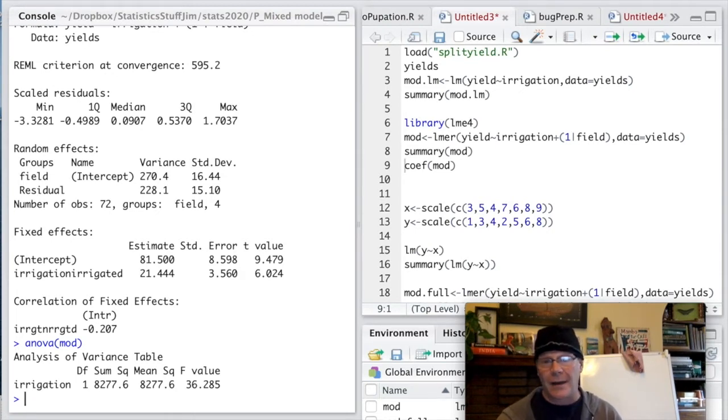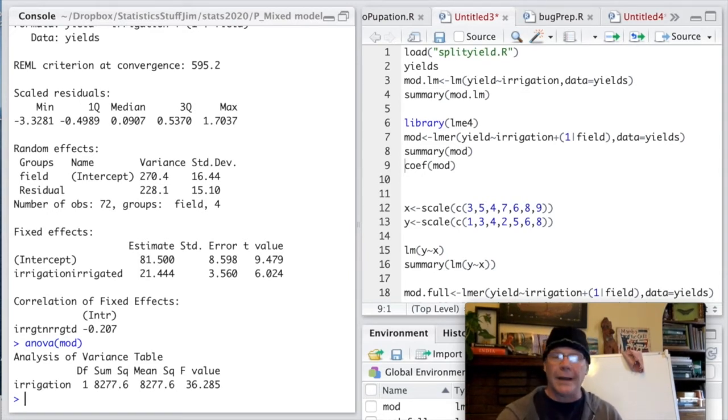Right now we have a model where we have irrigation in the model, and we'd like to know whether or not irrigation should be included in that model. If it should be included, then that would mean that the irrigation treatment would be significant. And if it weren't significant, that means the best that we could do is just calculate a grand mean.